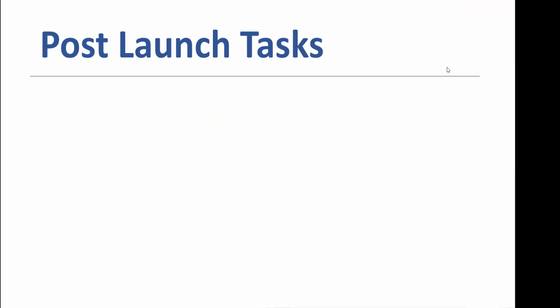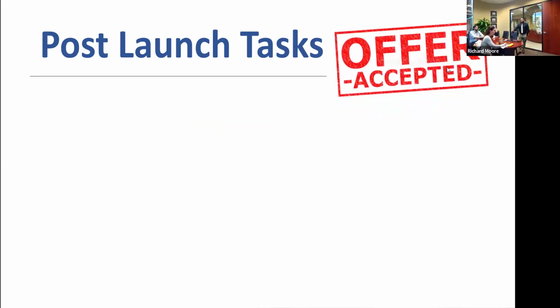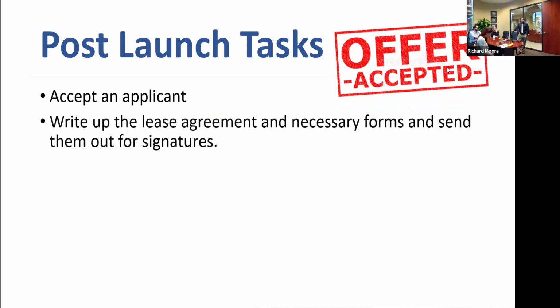Right. Yes. Thank you. So now that you submitted all your applications and reviewed them with the landlord, they accept an applicant. Then what happens next, you as a listing agent, you're going to write up the lease agreement and the necessary forms to send out for signatures. First, we send it out for the tenant to sign. Once the tenant signs it, then we bring it back for our landlord to sign. So we write up the lease agreement, send it to the tenant's agent, if there's another agent involved, have their tenant sign it. Again, they send it back to us, then we have the landlord sign it.